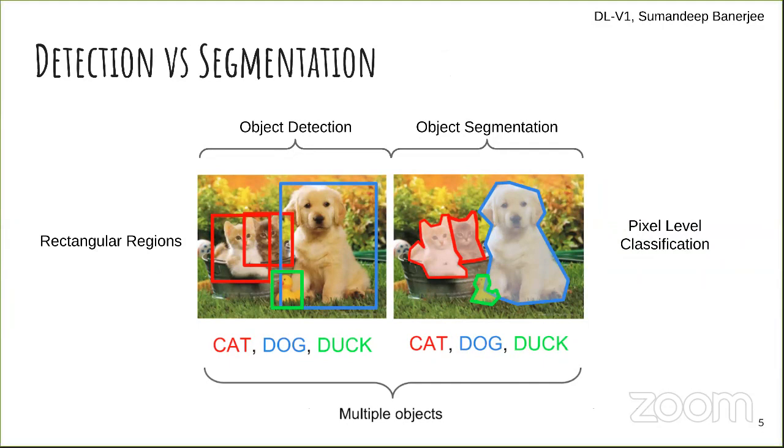Then another variety of the object detection problem is object segmentation, where we are not only interested in the rectangular bounding box, we are actually interested in which particular pixel. So the classification happens not at the image level or region level, but at pixel level: which pixel belongs to which category. So over the course of different lectures, different topics will be discussed to solve each of these problems.